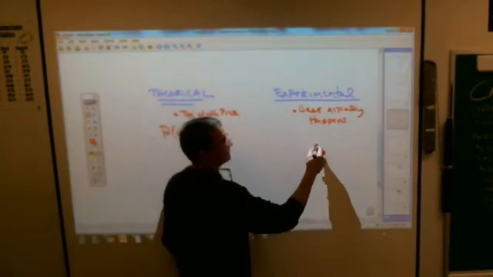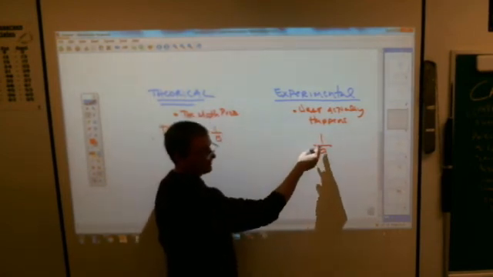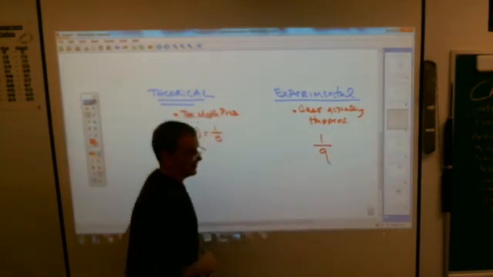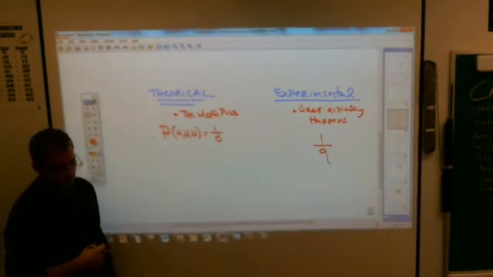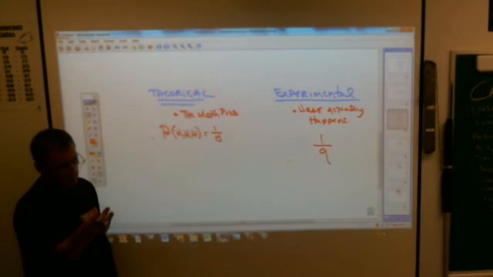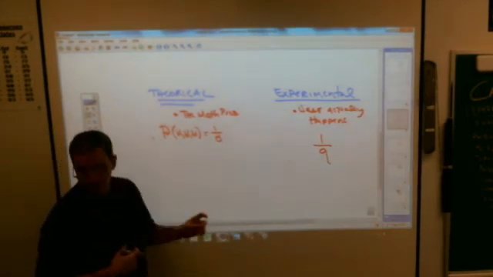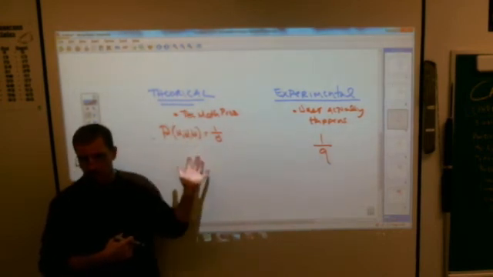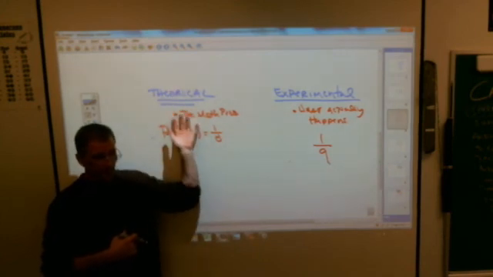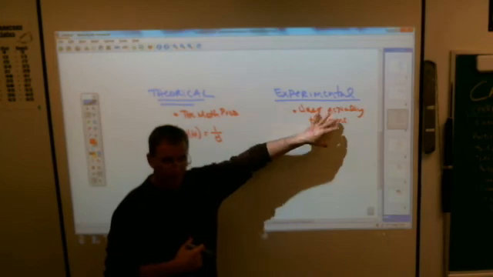Experimentally, my probability was 1 in 9, because when I did the experiment, I got 1 all heads out of the 9 tries. Now, ladies and gentlemen, this is why casinos stay in business and why the lottery stays in business, because they all base their payouts on the theoretical. They know all the numbers and what should happen. Experimentally, it's not always going to happen.